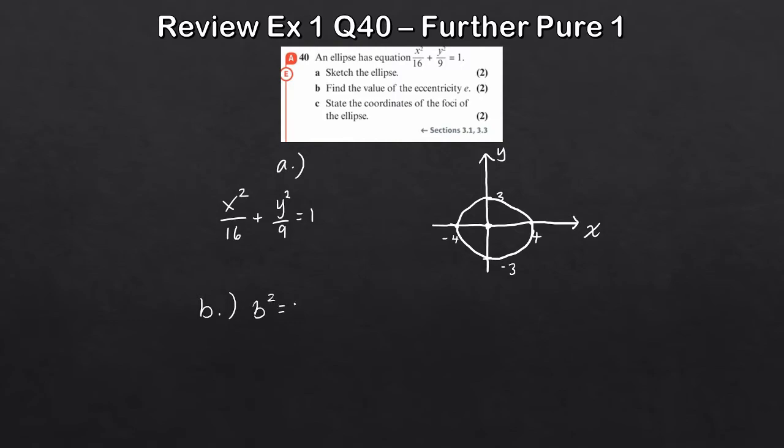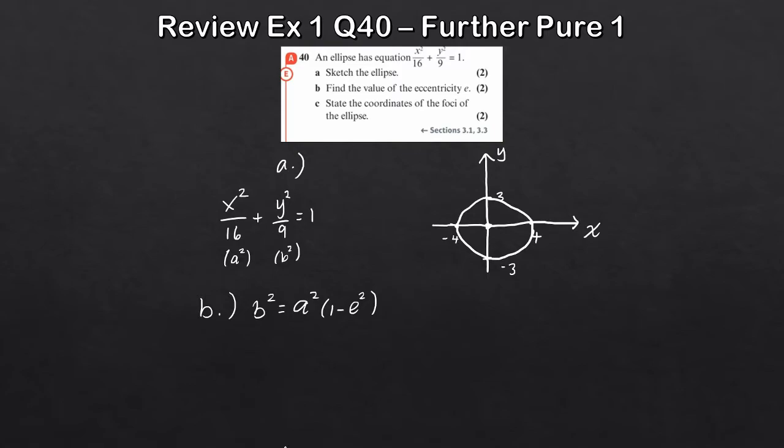b squared is equal to a squared times (1 minus e squared). Okay. Remember, this is your a squared, and this is your b squared, if you're unsure of that. And that's always the case. Clearly not 16 and 9, but the number under your x squared and your y squared.